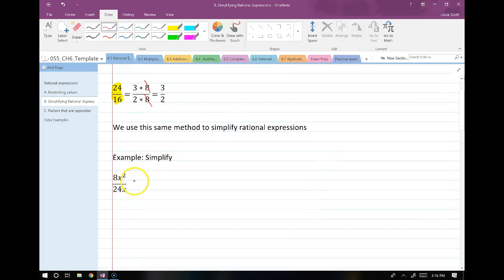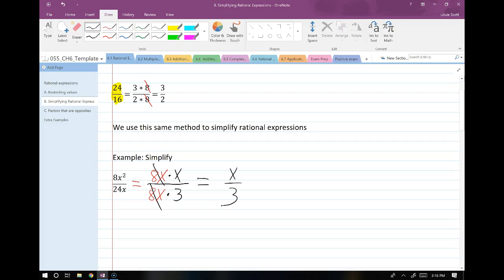That's how we're going to simplify. So for this first one, this is just a monomial over a monomial, so we don't really need to do any complex factoring here. But it looks like each of these terms contains at least an 8x. On top, I have 8x times x, and on the bottom, I have 8x times 3. So you can see I have that common factor of 8x on the top and the bottom, so I'm allowed to cancel that. And then my final polynomial is x over 3.